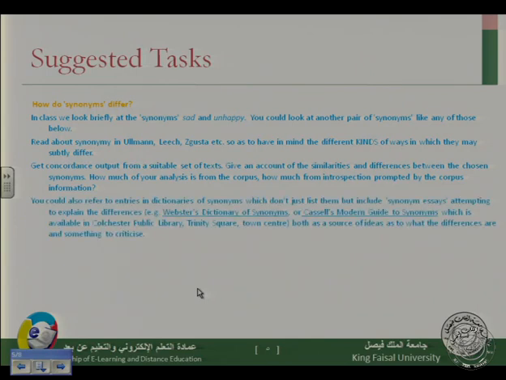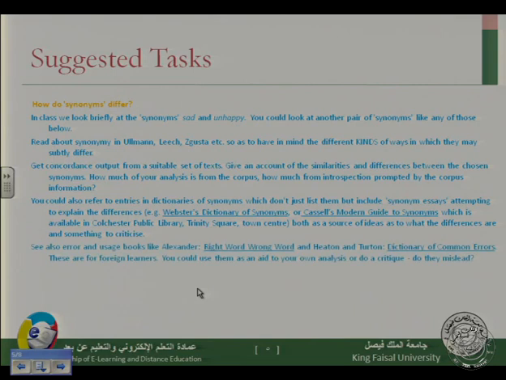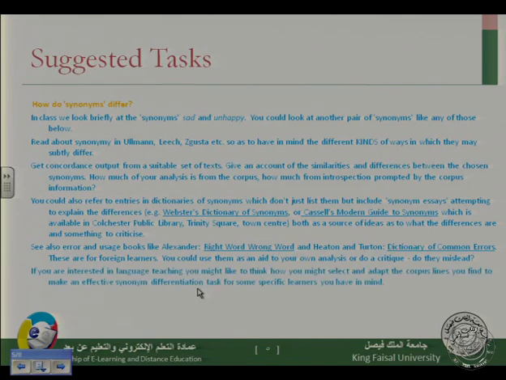You could also refer to entries in dictionaries. You check some dictionaries and you compare them with the corpus. See also error and usage books like Alexander, Right Word, Wrong Word. There are some books that tell you the right usage of words and wrong usage of words. You can also check all of these books. If you are interested in language teaching, you might like to think how you might select and adapt the corpus lines you find to make an effective synonym differentiation task for some specific learners you have in mind.